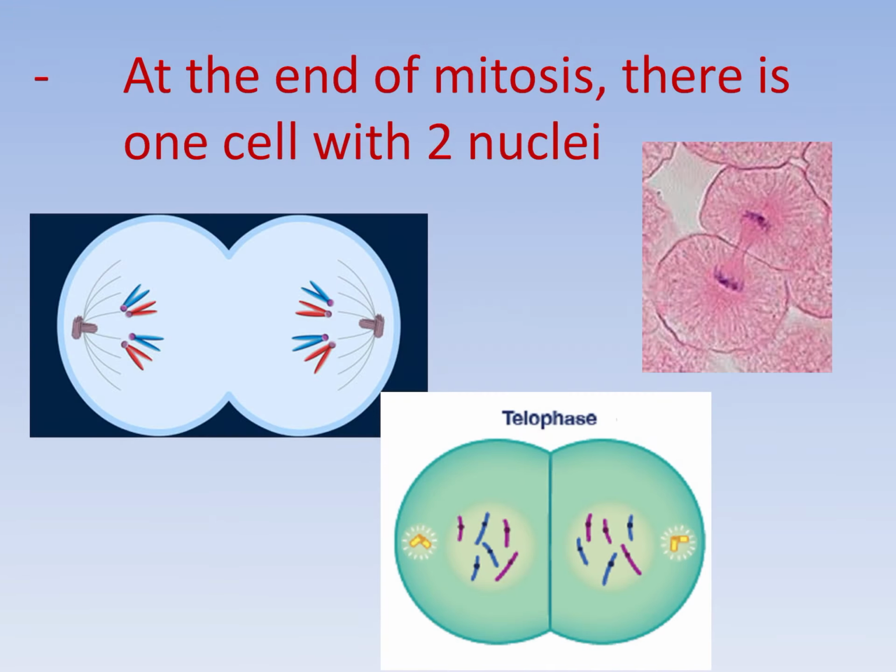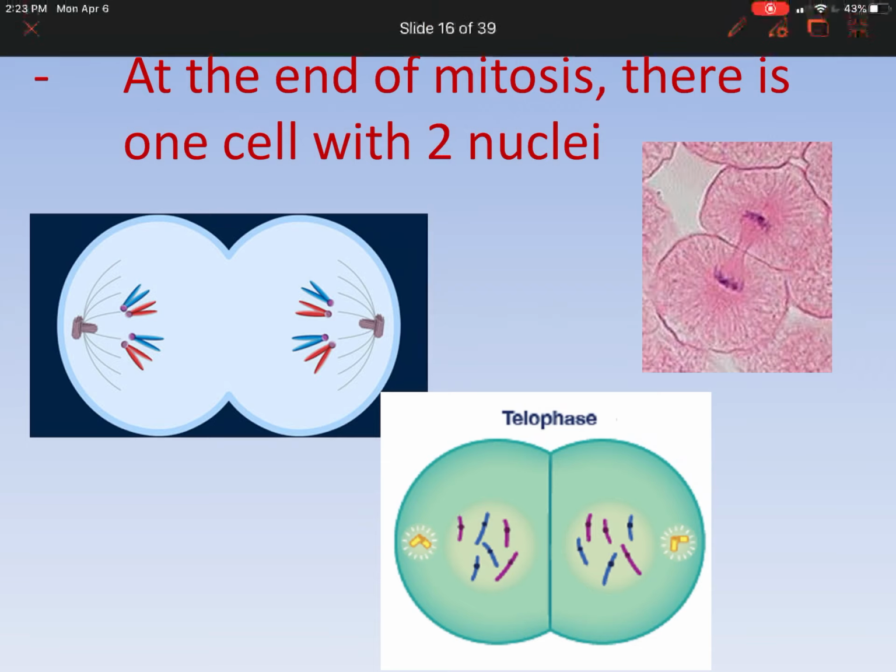Hold on. At the end of mitosis, there's one cell with two nuclei. So by the end of the mitosis, you're going to have one cell with two nuclei. These are a couple different diagrams of that happening, what it can look like. So you've got a little blank box there, cell with two nuclei.